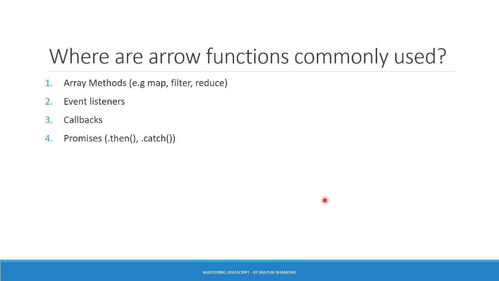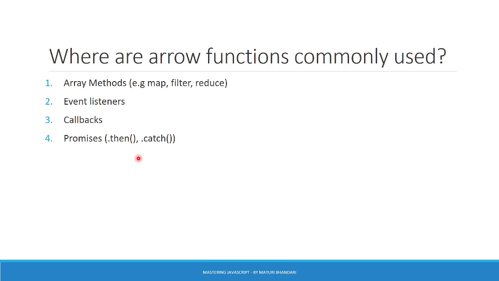Now let us see where arrow functions are commonly used. Arrow functions are widely used in JavaScript in many places. Some of the most common use cases are array methods like map, filter, reduce. These are iterative methods in JavaScript for arrays, and while using these methods, arrow functions are helpful. Then we can use arrow functions in event listeners. As arrow functions do not have their own binding to this, they are very useful in event handlers. Also we can use arrow functions in callbacks and promises.